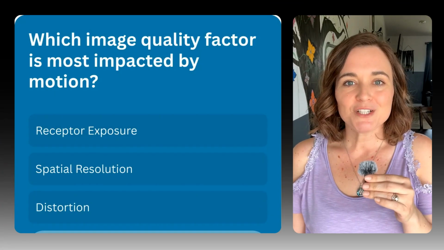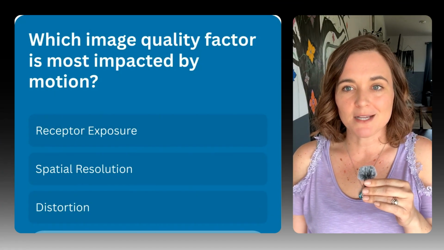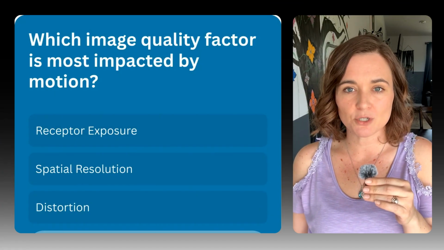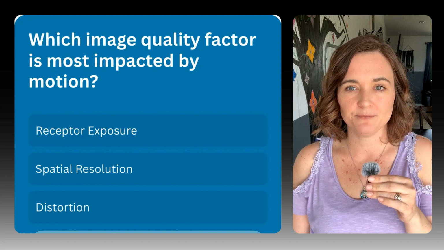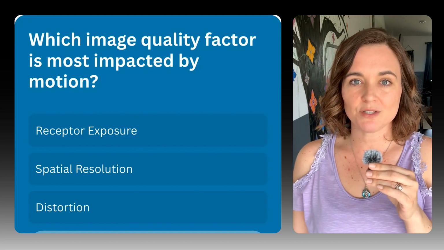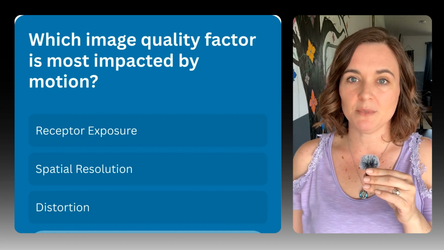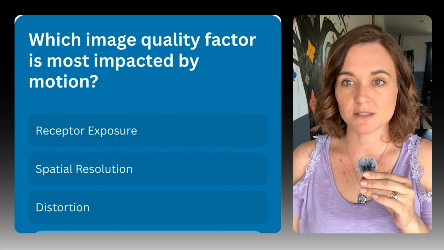Quick check-in. Which of the 3 pillars are we talking about? Which image quality factor is most impacted by motion? A, receptor exposure, B, spatial resolution, C, distortion. The answer is B, spatial resolution. Motion blurs the image and destroys sharpness.